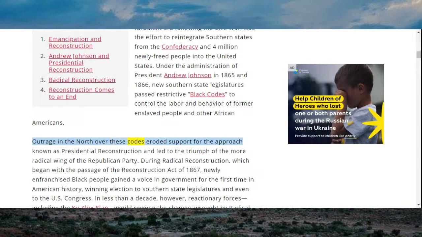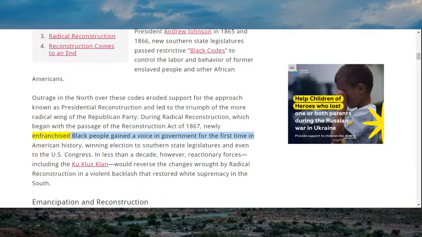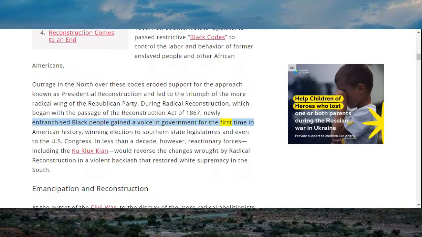Outrage in the North over these codes eroded support for the approach known as presidential Reconstruction and led to the triumph of the more radical wing of the Republican Party. During Radical Reconstruction, which began with the passage of the Reconstruction Act of 1867, newly enfranchised Black people gained a voice in government for the first time in American history, winning election to Southern state legislatures and even to the U.S. Congress. In less than a decade, however, reactionary forces, including the Ku Klux Klan, would reverse the changes wrought by Radical Reconstruction in a violent backlash that restored white supremacy in the South.